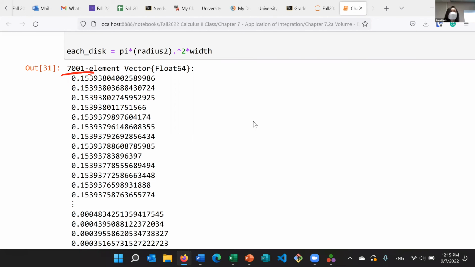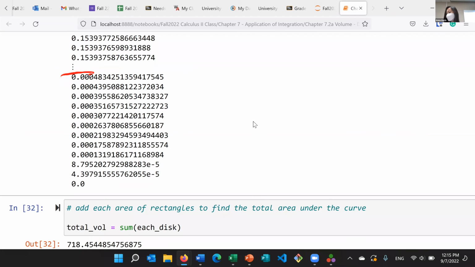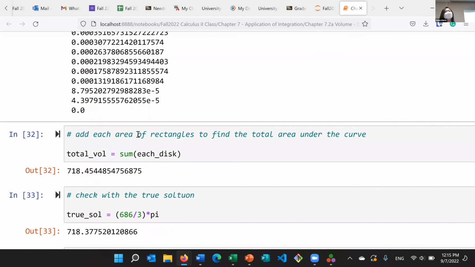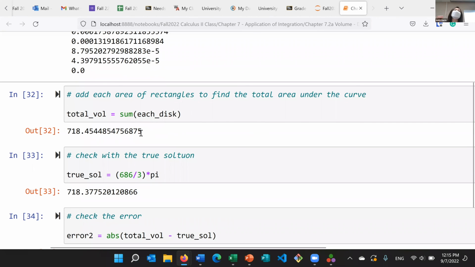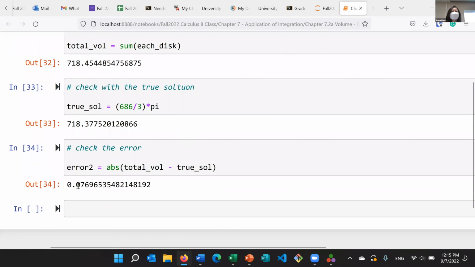So when you run this, what can you say? You get the total volume is 718.45, which is about the same as what? The analytical solution. What's the difference? The difference is actually 0.07. It's pretty big. It's more than 5%. So we can make our width even smaller. I don't like this error because the error is more than 5%.